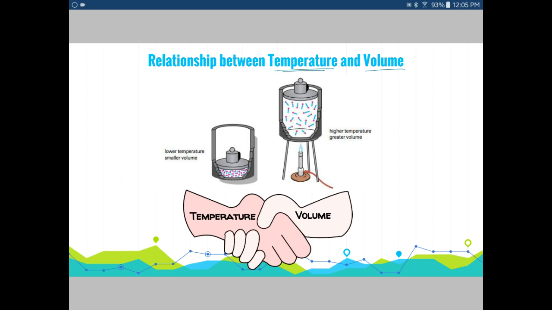So what we see here is that a lower temperature results in a smaller volume. So small temperature, small volume. A high temperature results in a high volume or a greater volume. So increasing temperature increases volume. Decreasing temperature decreases volume. So this is what we call a direct relationship, and we represent that with our symbol like this. We have a direct relationship where temperature and volume, if one increases, it will cause the other to increase.